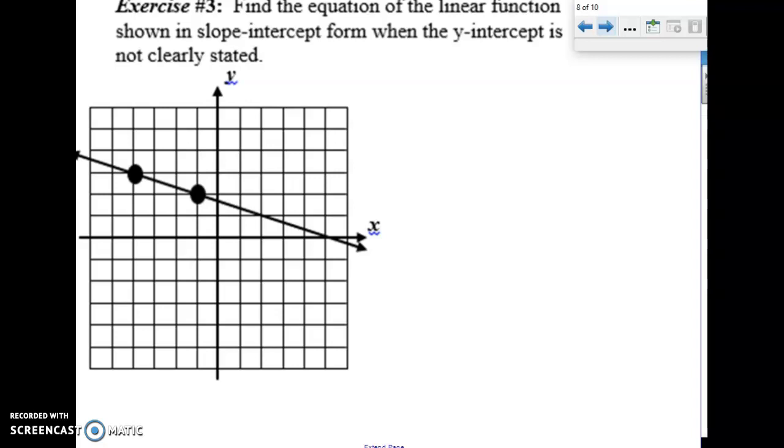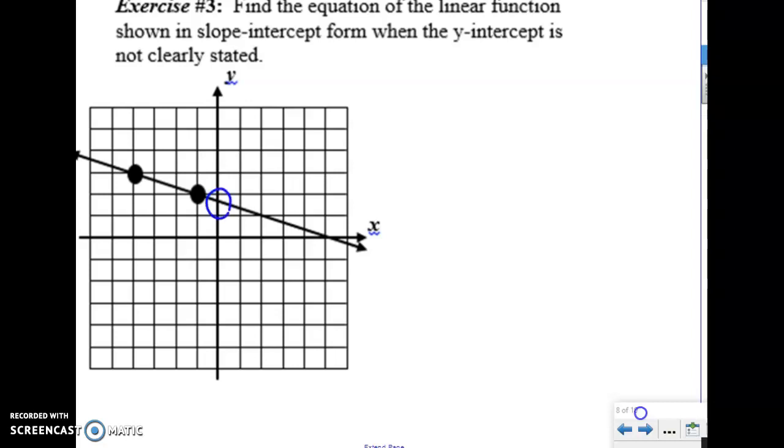This one gives us a graph. Okay, so let's see if we can figure out the clues and solve the mystery to this one. Find the equation of the linear function shown in slope-intercept form when the y-intercept is not clearly stated. You're like, Mr. Petrie, we've already done this year. I just simply count the rise and run and see where it crosses the y-axis.